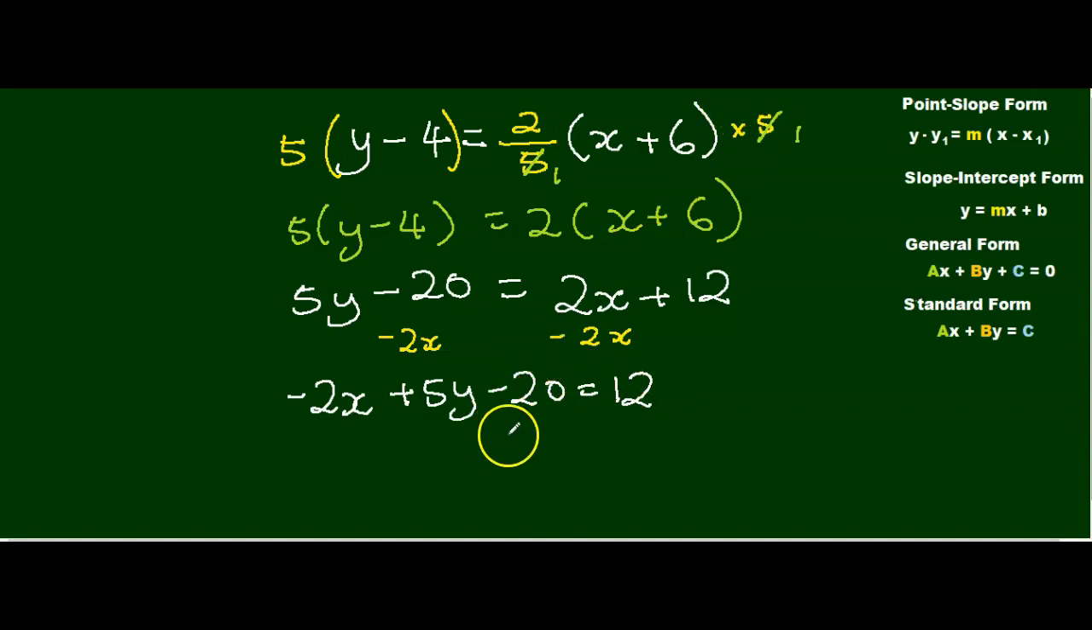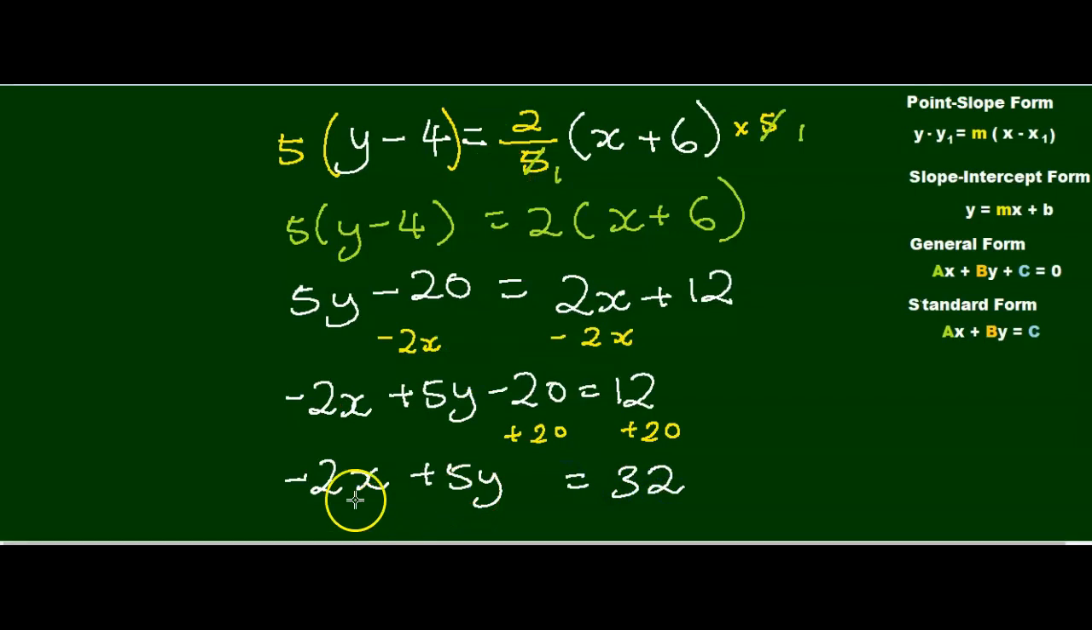So to do our standard form, let's plus 20 on both sides, which leaves me with negative 2x plus 5y equals 32. And a negative there. And we're not done yet because we have to get rid of that negative in front of our 2x to get our standard form. Because if you recall, the A has to be positive. In order to do that, all I need to do is change all the signs of every single term. And this would be my standard form.